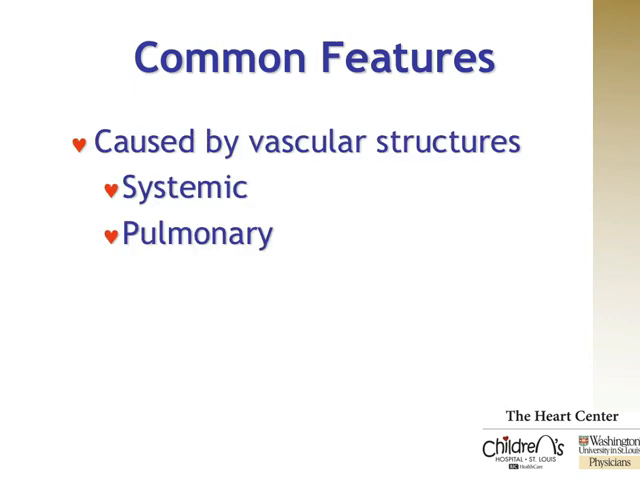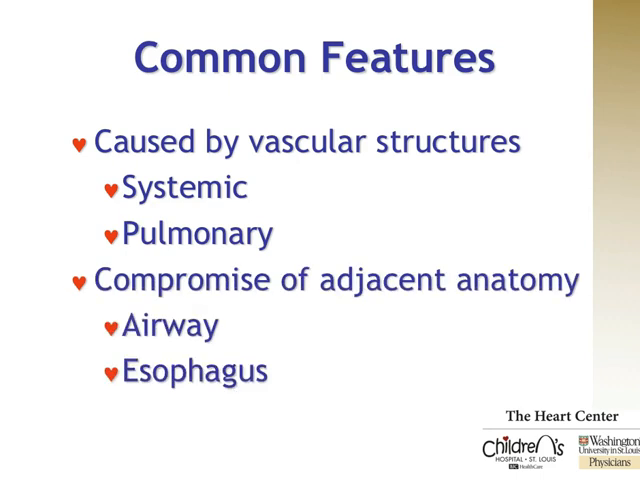So there are common features among all these vascular compression syndromes. They're all caused by vascular structures, be that systemic vessels, pulmonary vessels, or a combination of the two. And they compromise adjacent anatomy, either the airway, esophagus, or both. So we're talking about the great vessels, upper mediastinum. We're talking about compression of the airway and esophagus that leads to breathing or swallowing symptoms.